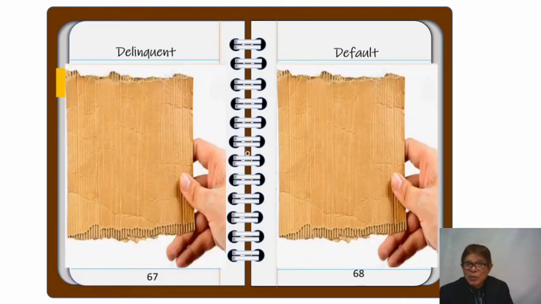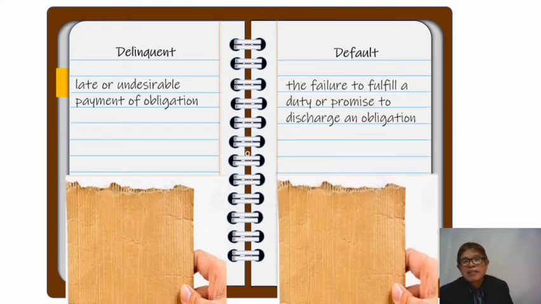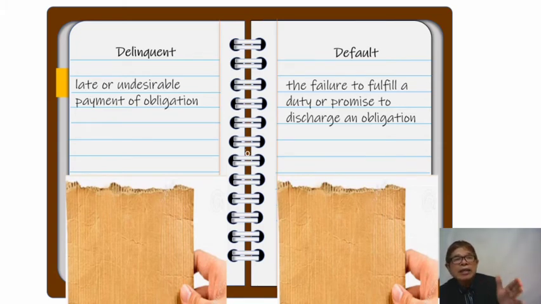What is the difference between delinquent and default? Well, this is the difference. Delinquent is just late or undesirable payment of obligation, whereas default is the failure to fulfill a duty or promise to discharge an obligation. Delinquent is normally less than 3 months. Default is normally 3 consecutive non-payment of installment. Default can lead to cancellation of contract and the taking back of the property by the seller or developer.